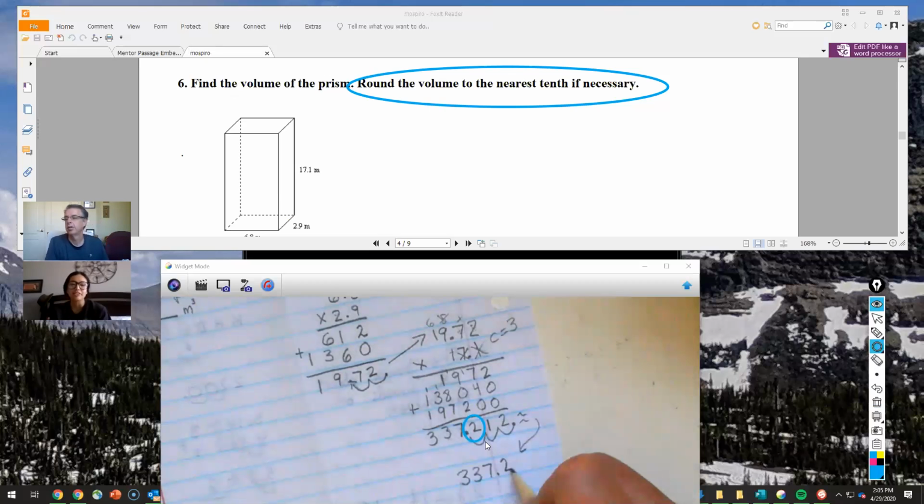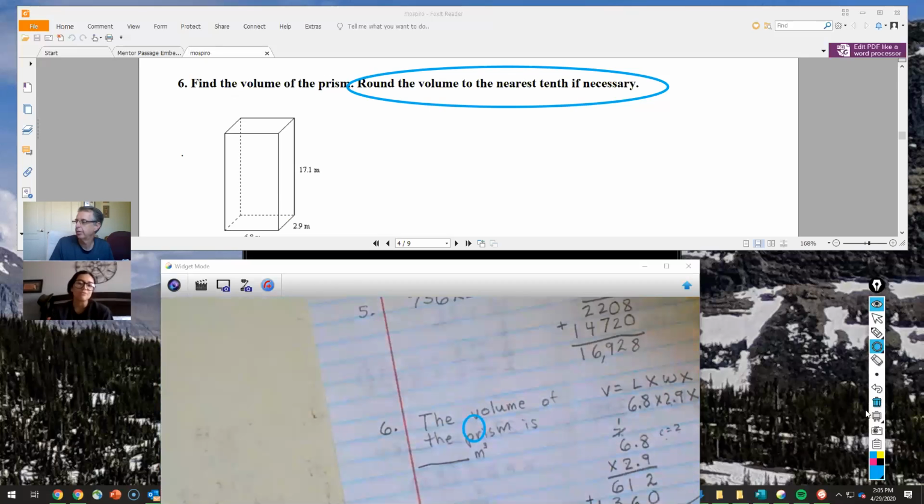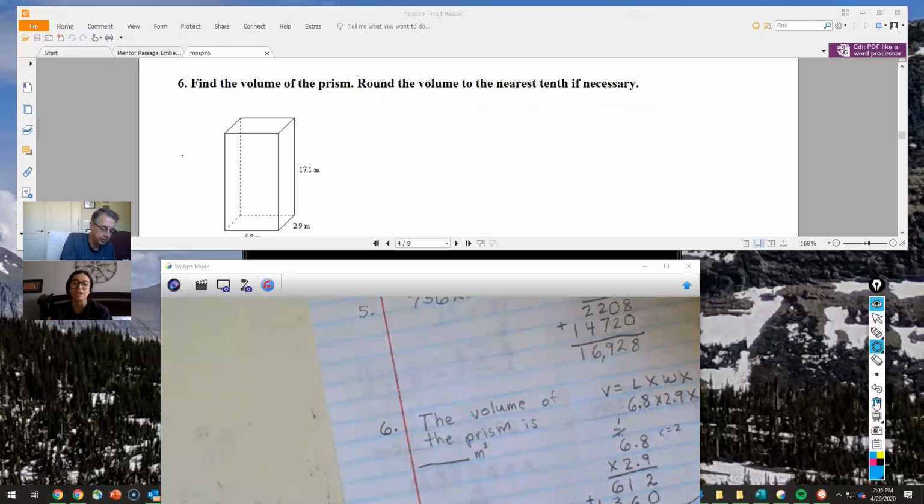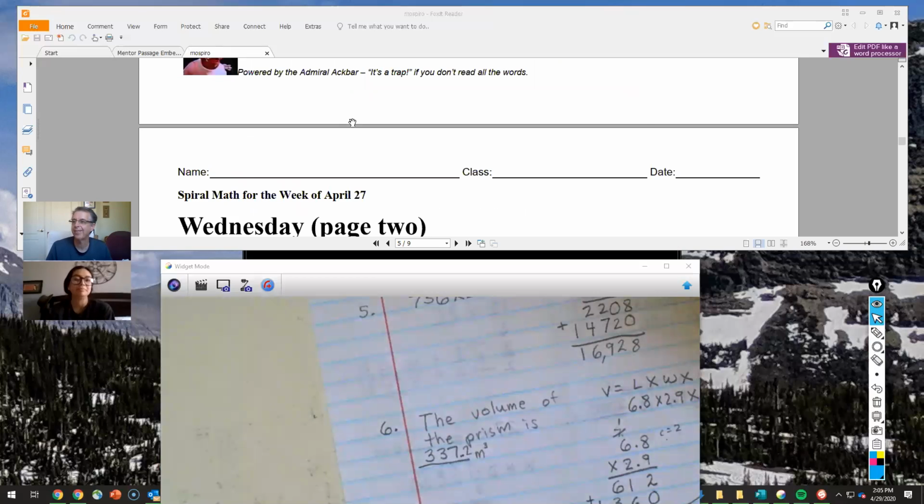So your guys' answer sentence should read something similar to the volume of the prism. So make sure you guys have volume as well as of the prism, as well as 337 and 2/10. And make sure you guys have that meters cubed. All right, great. Lots of multiplying on that one.